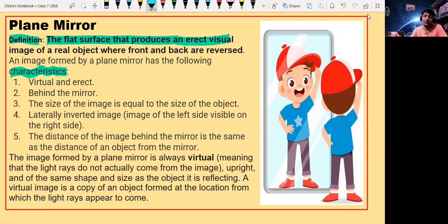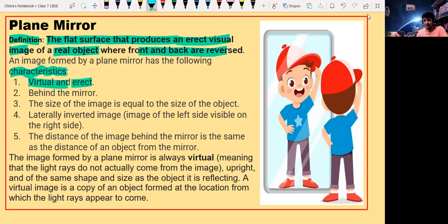So it forms an erect virtual image of the real object where front and back are reversed. Front side and back side are reversed, whereas left hand side and right hand side are also reversed. This phenomenon is called inversion in configuration. So the plane mirror forms a virtual and erect image.